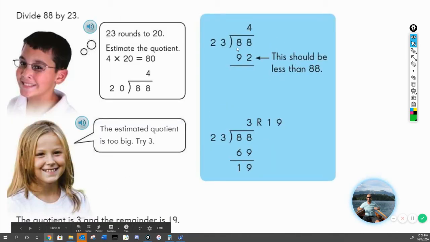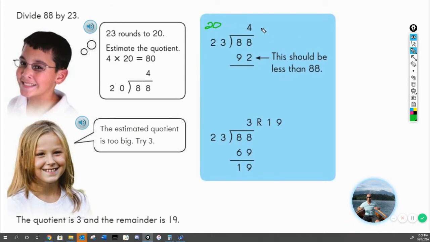Same thing here. They ended up with a number that was too big, so you've got to really be thoughtful. And they estimated too. They said, you know what, this is about 20, this is about 80, so that's going to go in 4 times. But when you're estimating, sometimes it's not going to be perfect, and 4 times 23 is 92, bigger than 88, so your answer has to be 3. 23 goes in 88 3 times. 3 times 23 is 69. Subtract, you get 19. Your answer ends up being 3, remainder 19. But you got all that because you watched that wonderful video with the charming man telling you how to do long division.